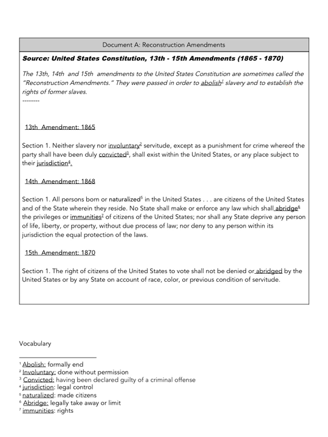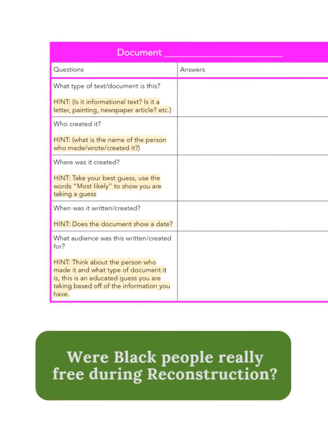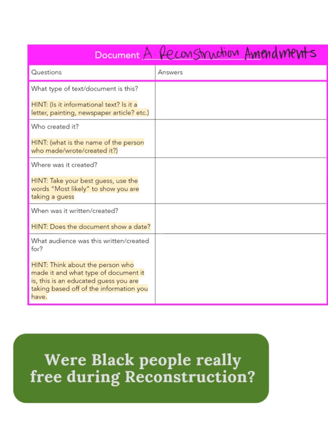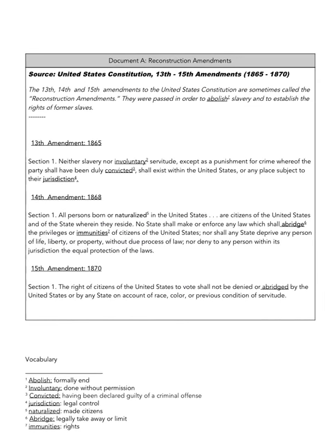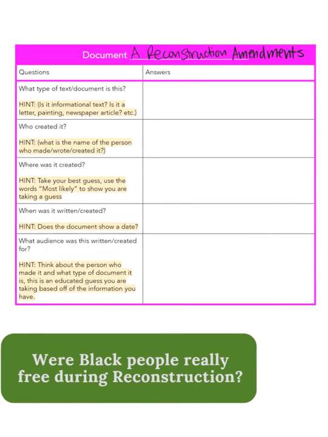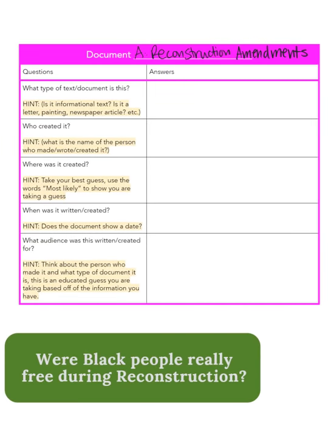There was a lot of information just at the top of this document, so it's a good idea to keep track of some of these details before moving on. Right now, we're going to take a few minutes to source this document using the sourcing table that you've already seen. For the first question, what type of text or document is this? It tells you exactly what it is in the title. Looking at it again, what type of document is this? You should have said that these are amendments to the United States Constitution.